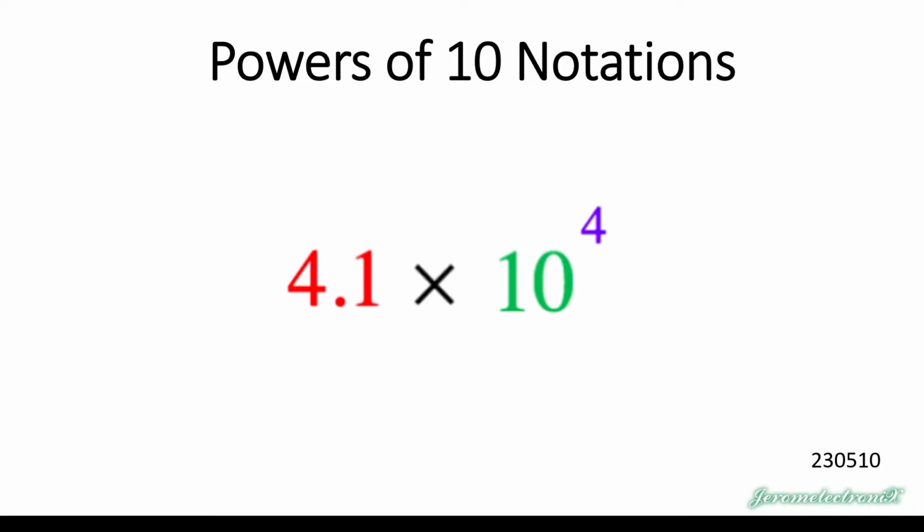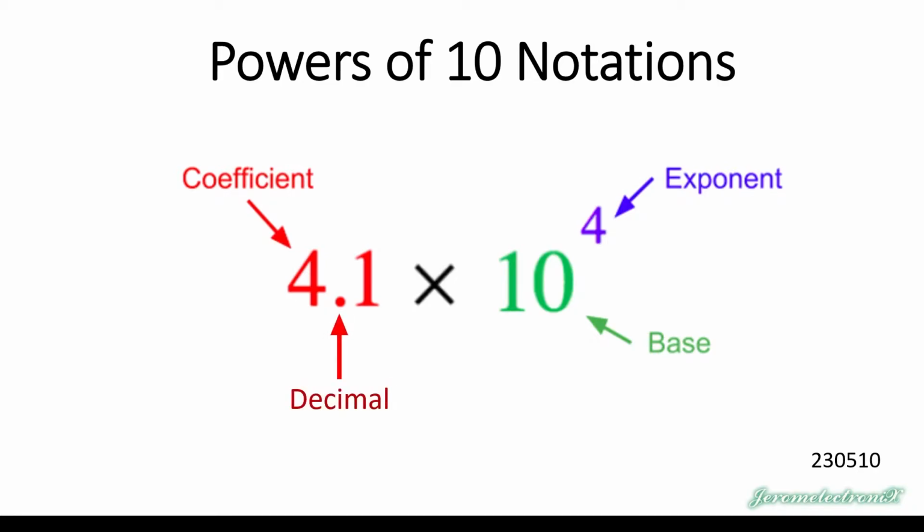We have names for each of these different parts of this equation when we use powers of 10 notation. For example, you probably already know that 10 raised to the 4 is the exponent. The 10 itself happens to be the base. Over on the other side is the coefficient, that is 4.1. I want to point out that the decimal is here because the location of the decimal is not always obvious.